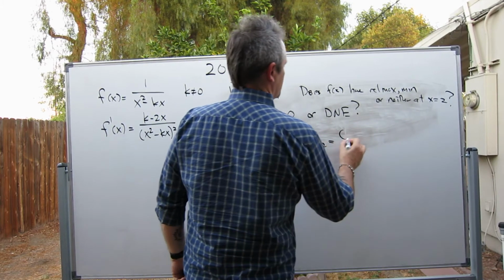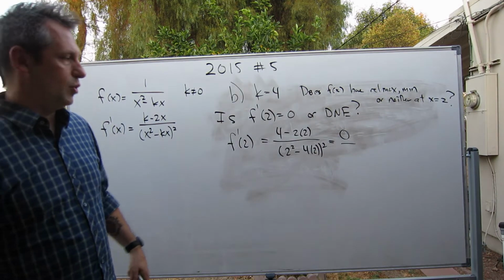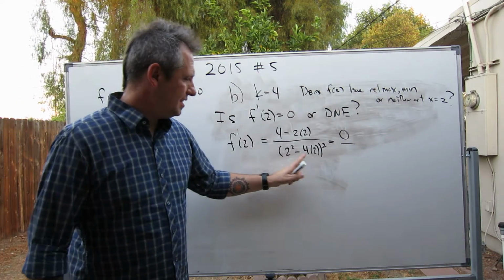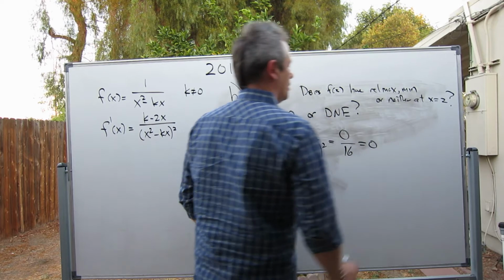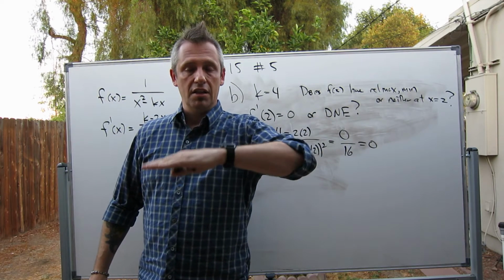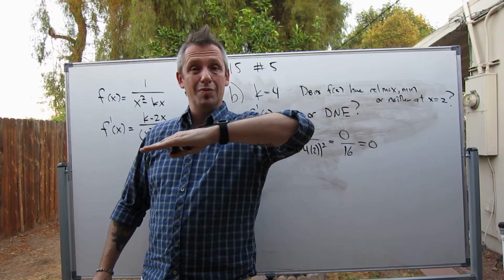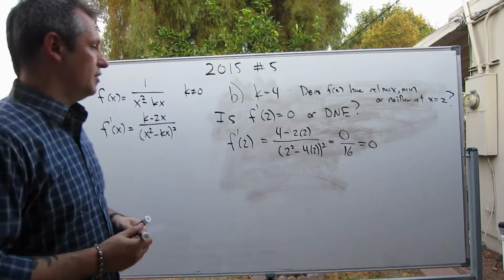So it ends up being 0 over, it kind of doesn't matter, even if it's 0 over 0, it's certainly a critical number. But in fact, it's not 0 over 0. I think it is just 4 minus 8, negative 4, so 16, which is 0. So it's what we call a stationary point. The derivative is in fact 0, and therefore the slope of the tangent line is in fact 0, which means that the curve flattens out there. Could be a relative max, could be a relative min.